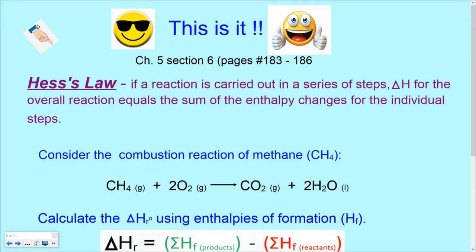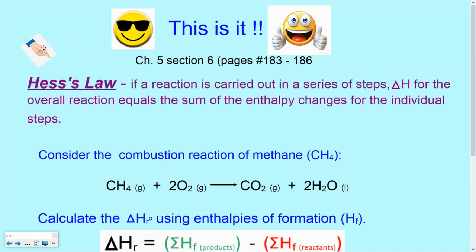Believe it or not, this is the last section we have to cover, and then we're ready to take that AP test. So this is the last part of unit topic 6 that we have to address. As you can see, it's called Hess's Law. You'll find information about Hess's Law in your textbook, chapter 5, section 6, pages 183 to 186.